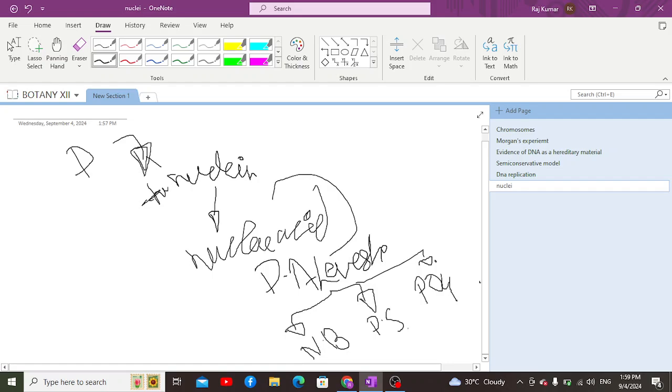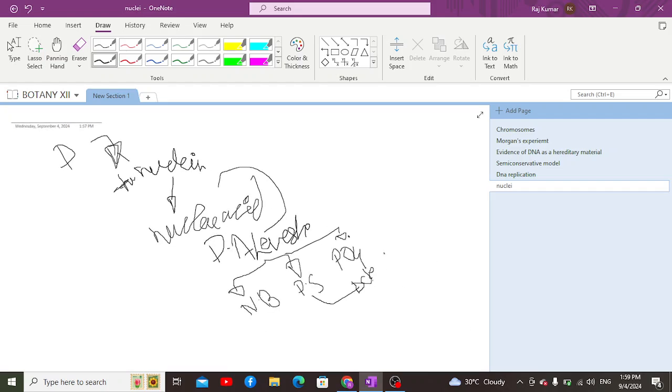But if we talk about DNA particularly, then we have the phosphate group as usual, and the pentose sugar here is deoxyribose sugar, which is lacking one oxygen on the second carbon. Deoxyribose sugar.